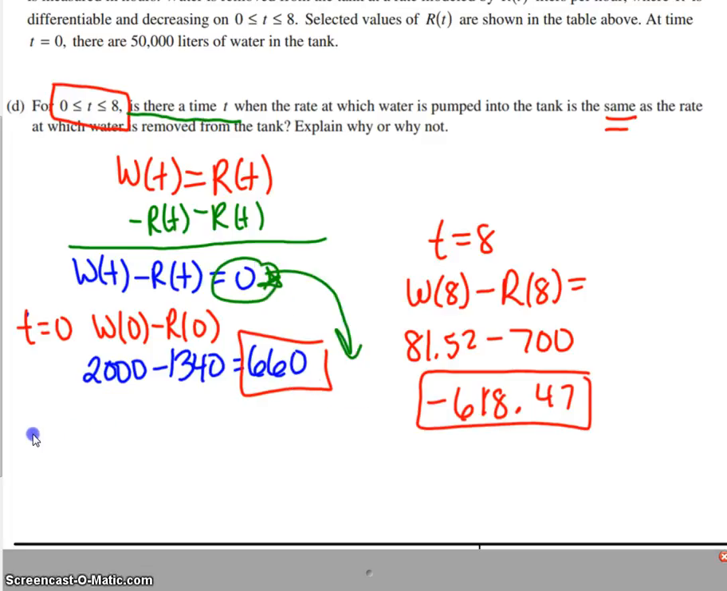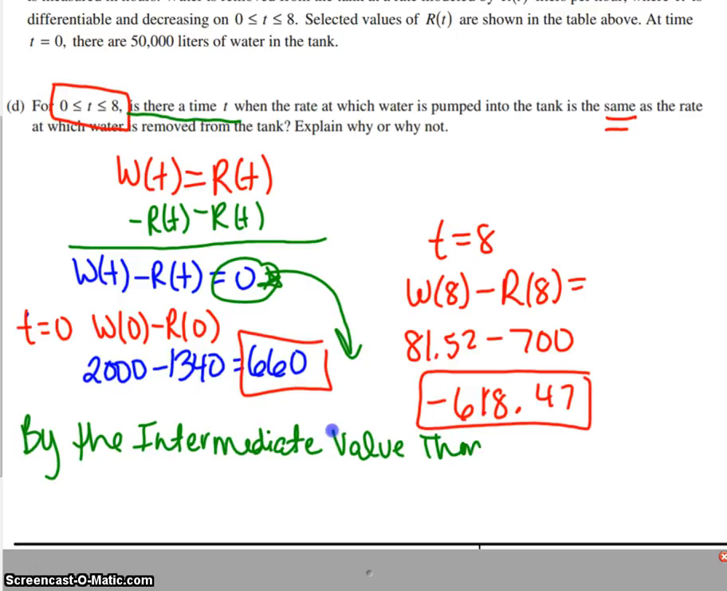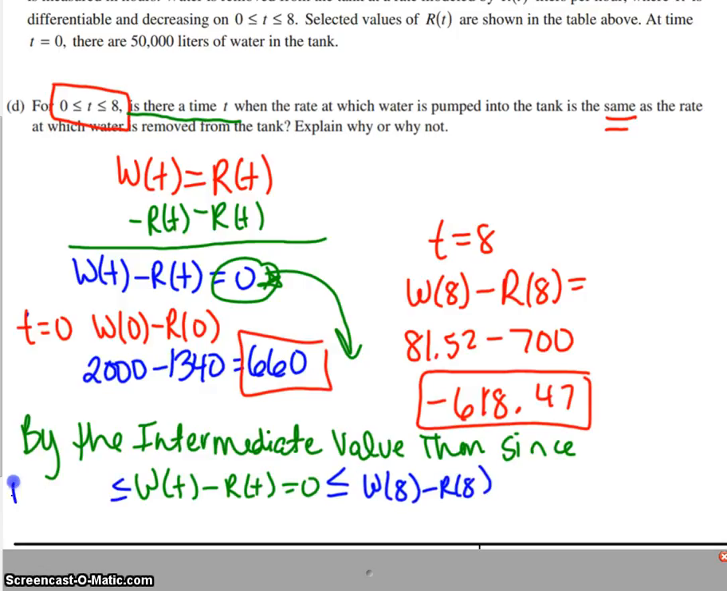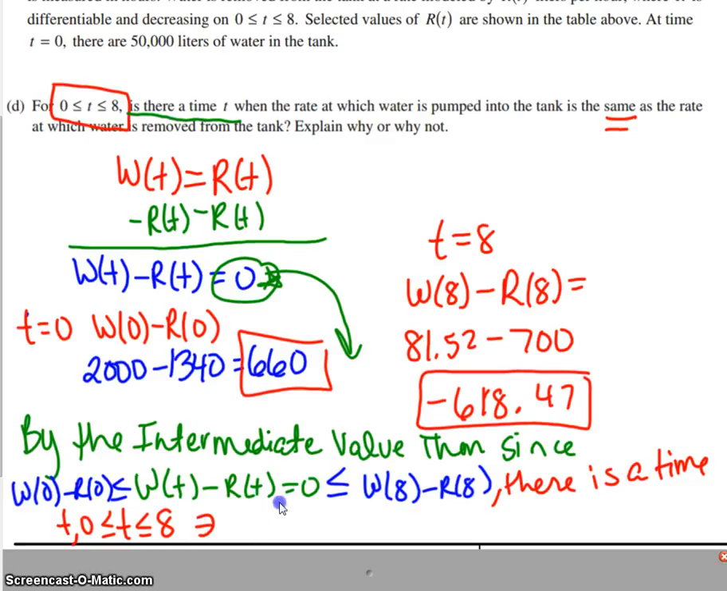By the intermediate value theorem, since W of t minus R of t, which is 0, is between W of 8 minus R of 8 and W of 0 minus R of 0, there is a time t between 8 and 0 such that W of t will equal R of t.